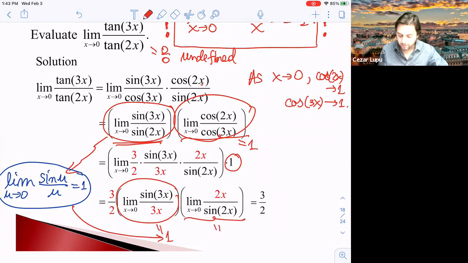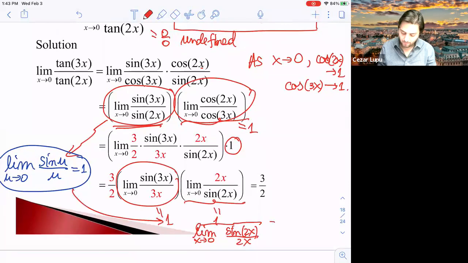And this guy here, let me write it again. So this is, if you look at it, 1 over the limit as x approaches 0 of sine of 2x over 2x, right? And again, this will be 1 over 1, right? Which is 1. So it's 3 halves times 1, which is 3 halves. And you see it here, right?